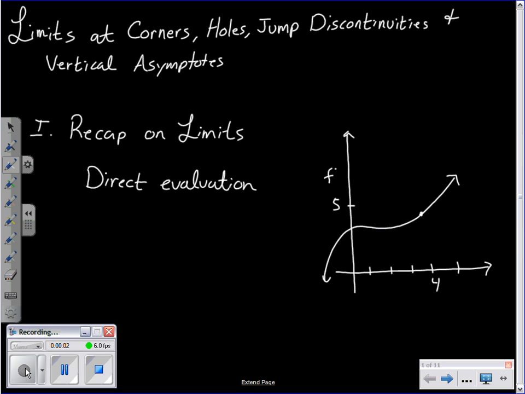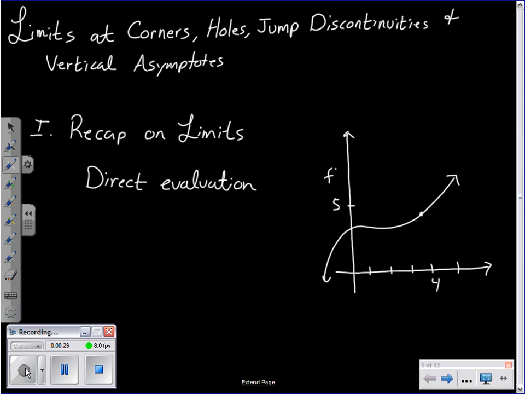All right, in this lesson, what we're talking about is how to find limits at corners, holes, jump discontinuities, and vertical asymptotes. Typically, whenever you're asked to do something like this, you're going to be given a graph, and you're going to see if the limit exists based on the graph of the function that you're looking at. You can also find limits at corners, holes, jump discontinuities, and vertical asymptotes algebraically, but we'll start covering that more as we go on.